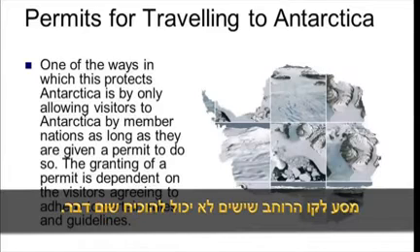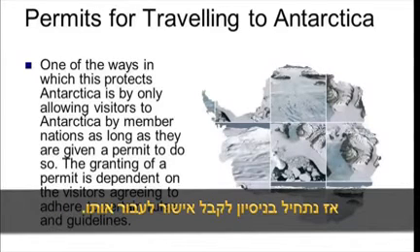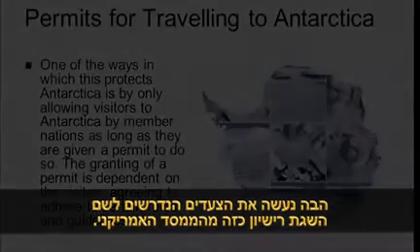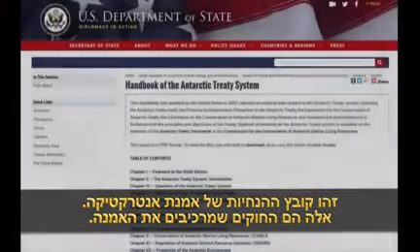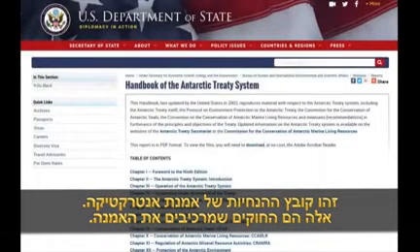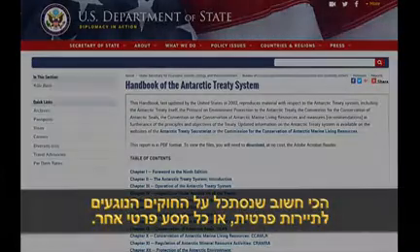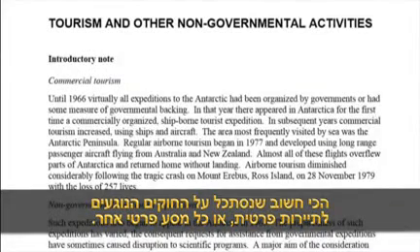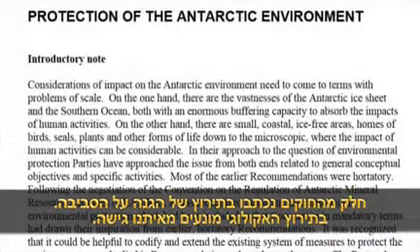Taking a trip to the 60th South Parallel isn't going to accomplish anything, and so we're stuck with getting a government permit. So let's go through the steps to obtaining a permit from the U.S. State Department. This is the handbook of the Antarctic Treaty System. These are the rules that govern all signatories to the treaty. Most importantly, we're going to look at the rules governing non-governmental activities located here, and some of the rules regarding the protection of the environment located here.